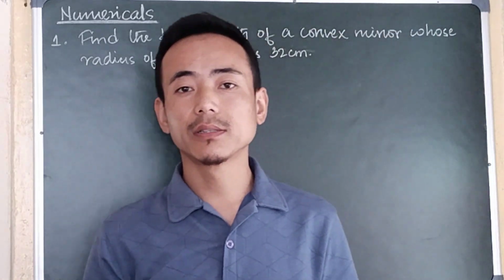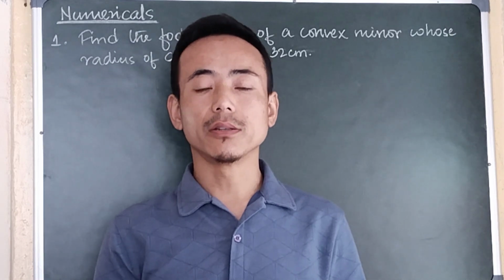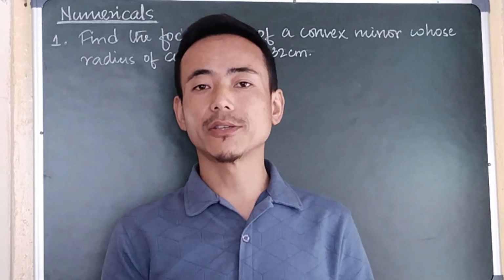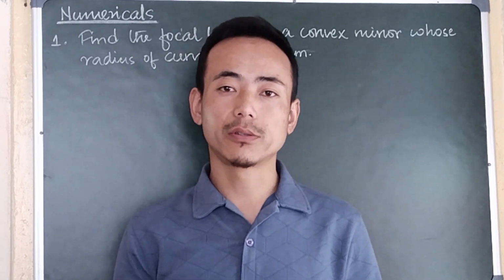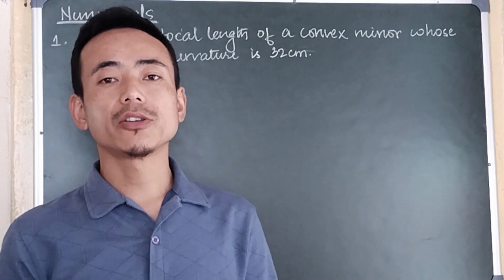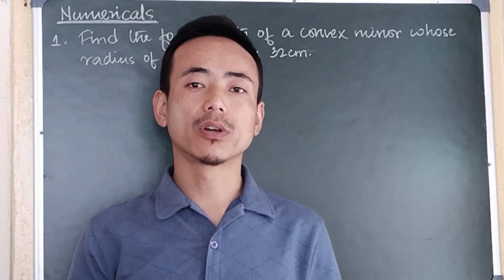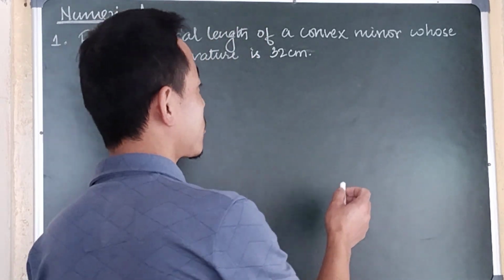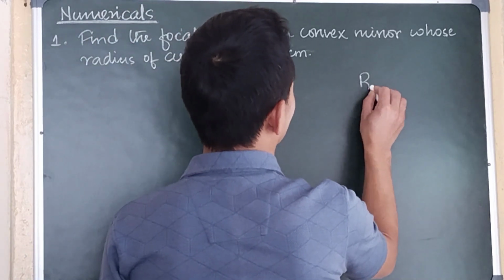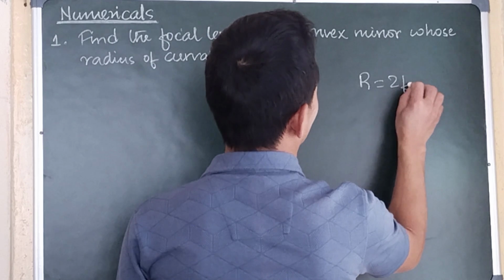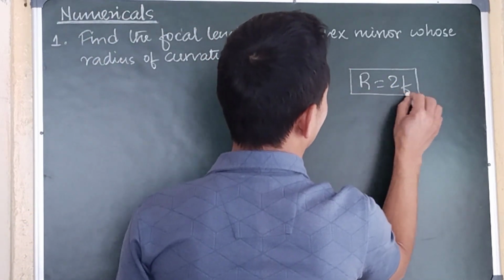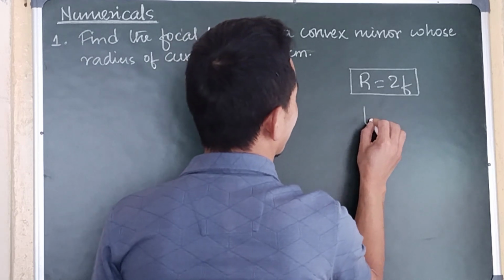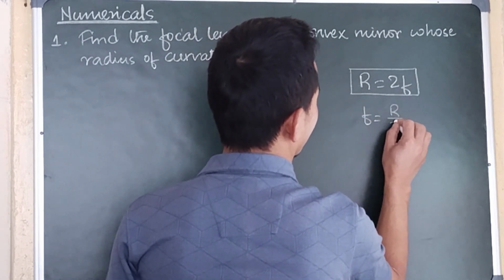I think we have not discussed this relation before. So let's discuss this relation and let's use it in the numerical, because you may get this type of questions also in the boards. So the relation between radius of curvature and the focal length. So you have to know that. So radius of curvature is twice of focal length. Or we can also write this as, if we cross multiply 2 on the other side, then F is equal to R divided by 2.